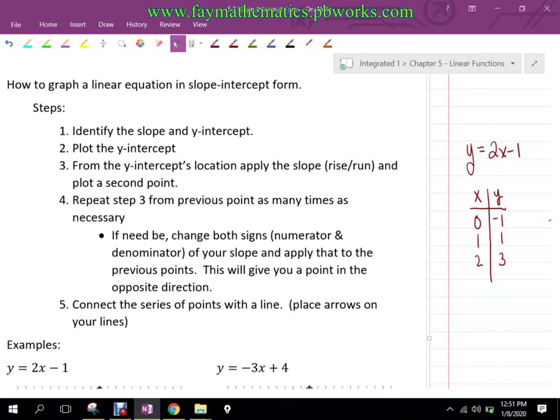So in step number 3 there, when it says from the y-intercept's location, apply the slope or rise over run, and plot a second point, you always do that from your y-intercept, okay? Step 4 says repeat step 3 from previous point as many times as necessary. How many points do you need to make a line? 2. So step 2 and step 3 actually will always be enough, okay?